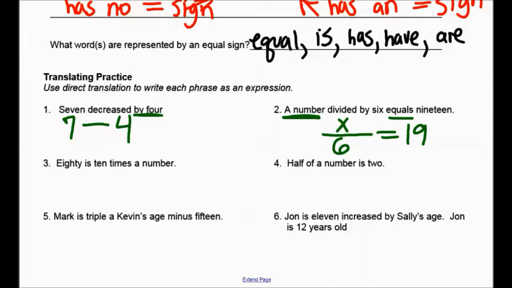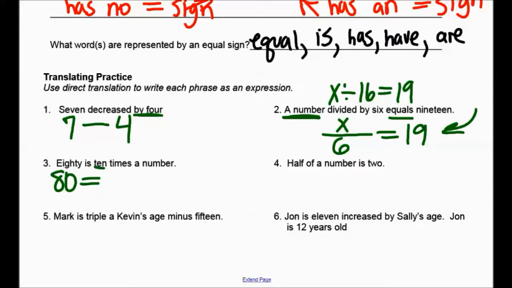Okay? So I know some of you might want to write it like this, but get into the habit of writing it like that, okay? We'll see it more often with the fraction bar. Okay? 80 is going to be that number. Is. Remember, what does is mean? Is going to be equals.